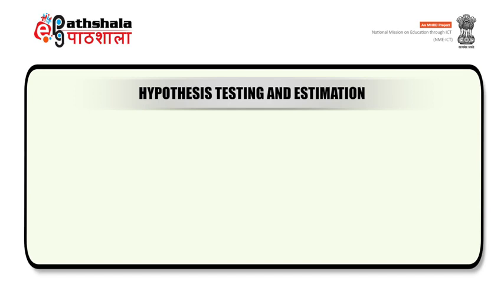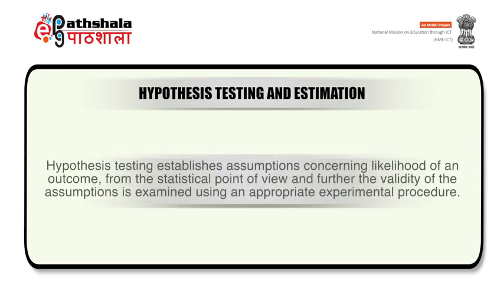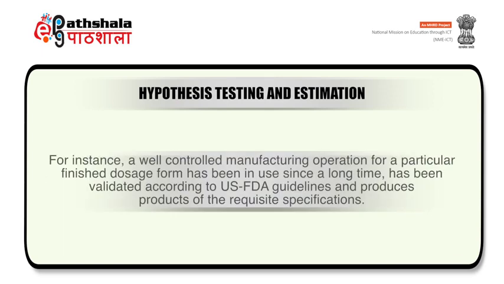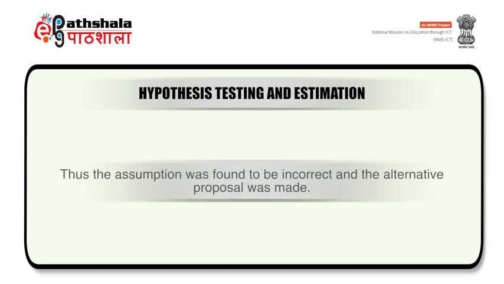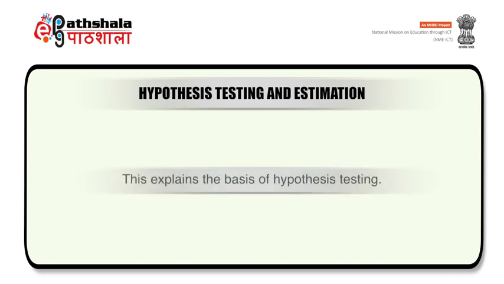Now we will be moving on to the third objective of the module, hypothesis testing and estimation for statistical significance. Hypothesis testing establishes assumptions concerning likelihood of an outcome from the statistical point of view, and further the validity of the assumption is examined using an appropriate experimental procedure. For instance, a well-controlled manufacturing operation for a particular finished dosage form has been in use since a long time, has been validated according to US FDA guidelines, and produces products of the requisite specifications. Based on this, the assumption is made that the products produced will pass the quality control test. However, the batch obtained does not conform to the required specifications. Thus, the assumption was found to be incorrect and the alternative proposal was made. This explains the basis of hypothesis testing.